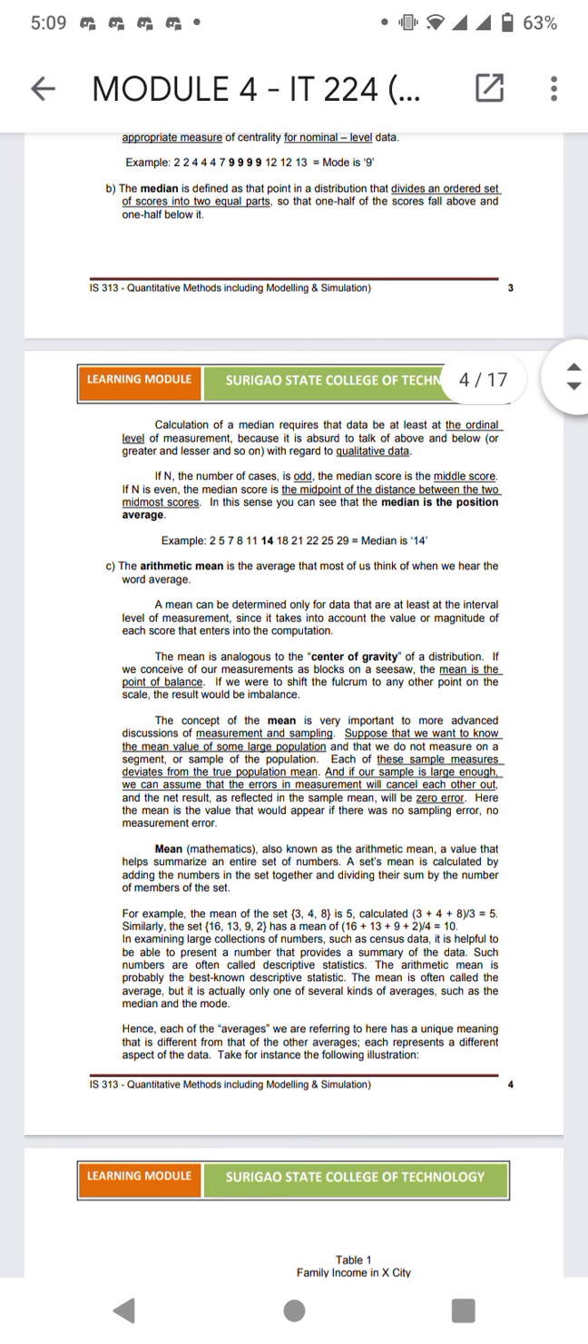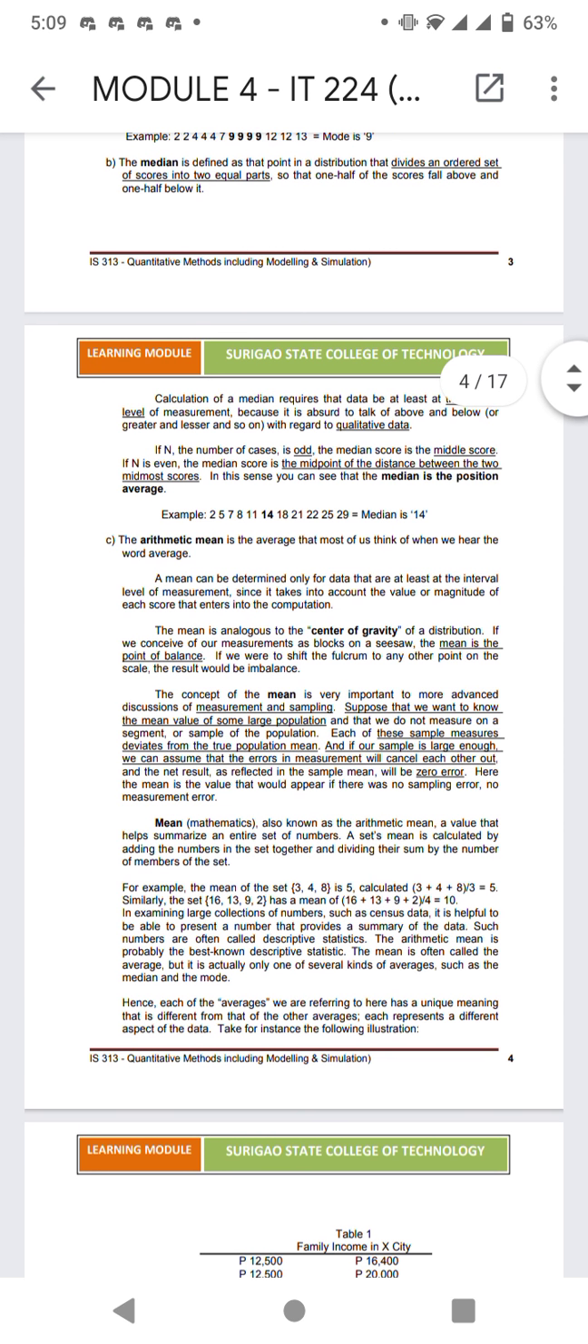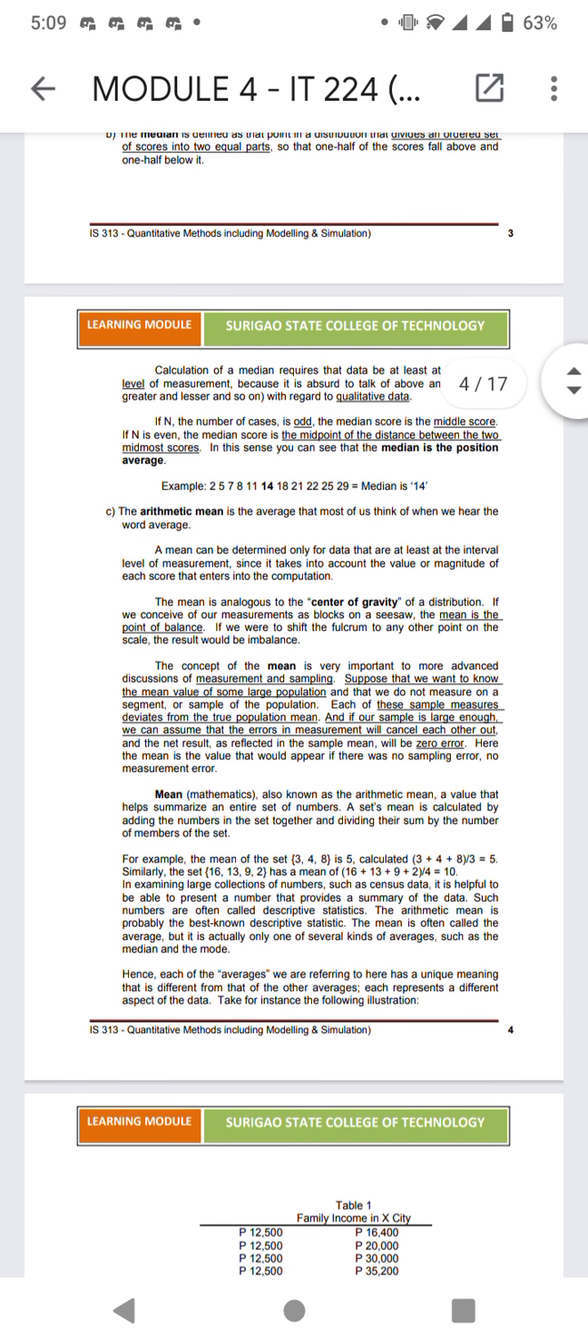The next is the arithmetic mean, which is the average that most of us think of when we hear the word average. Mean can be determined only for data that are at least at the interval level of measurement, since it takes into account the value or magnitude of each score that enters in the computation.